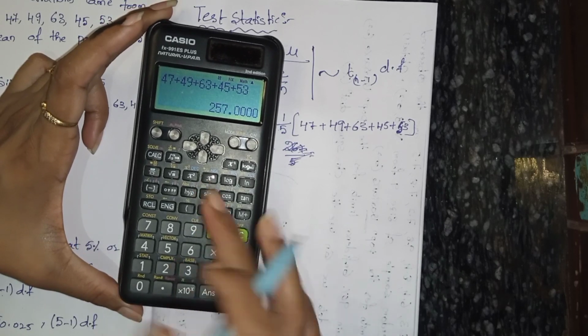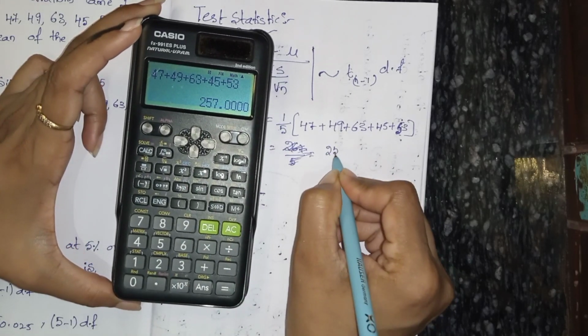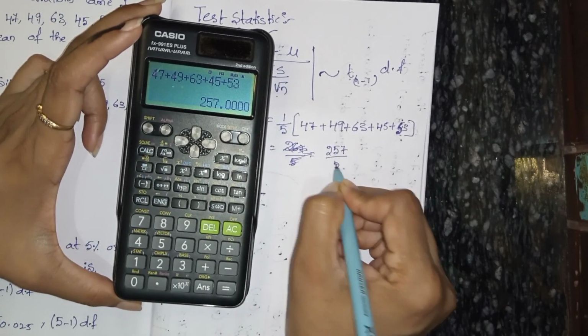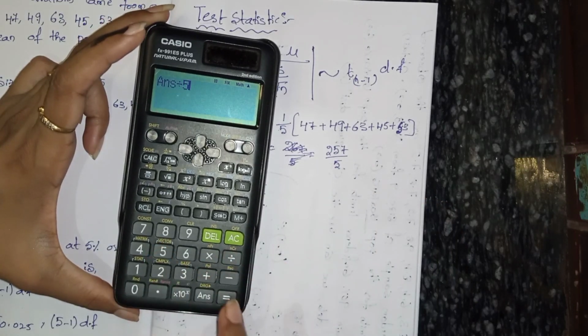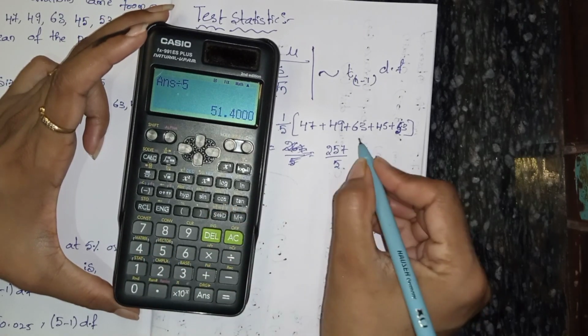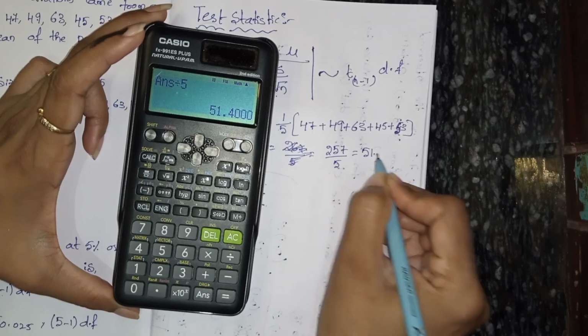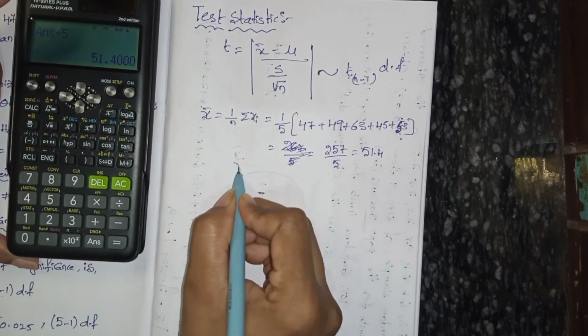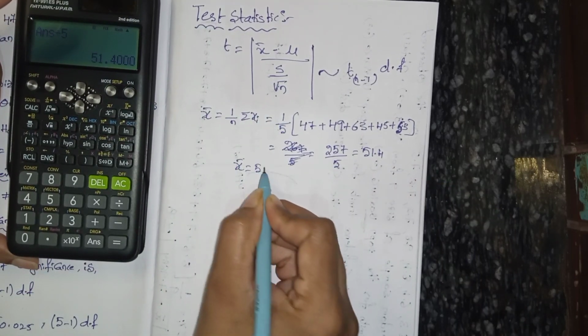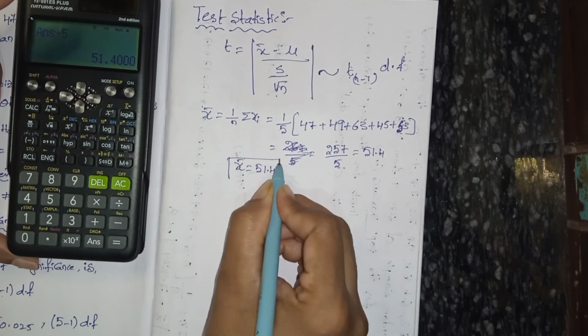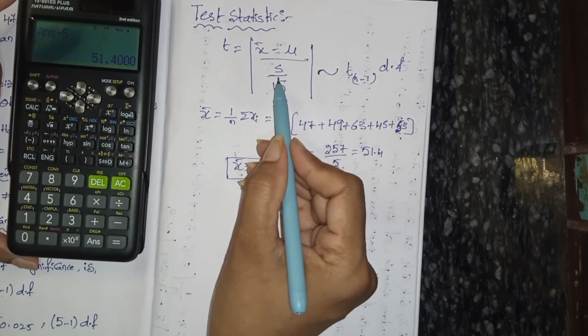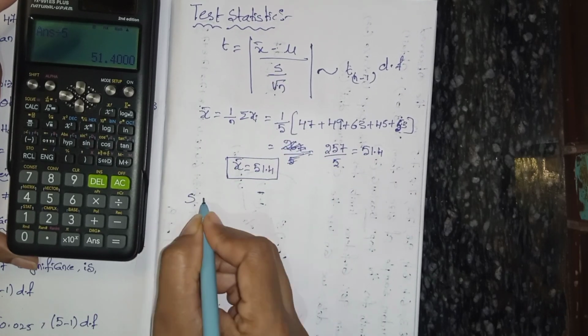That equals 257. 257 divided by 5. That means how much? 51.4. So the x bar value is 51.4. Okay, again we have to calculate s. So what is the formula of s?